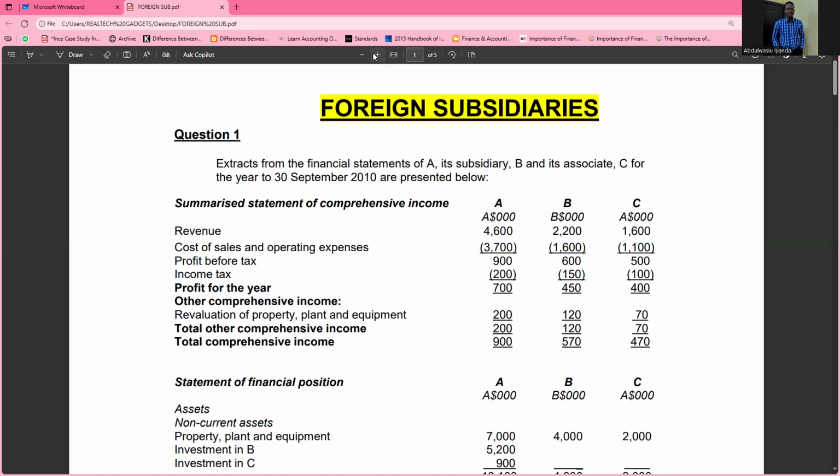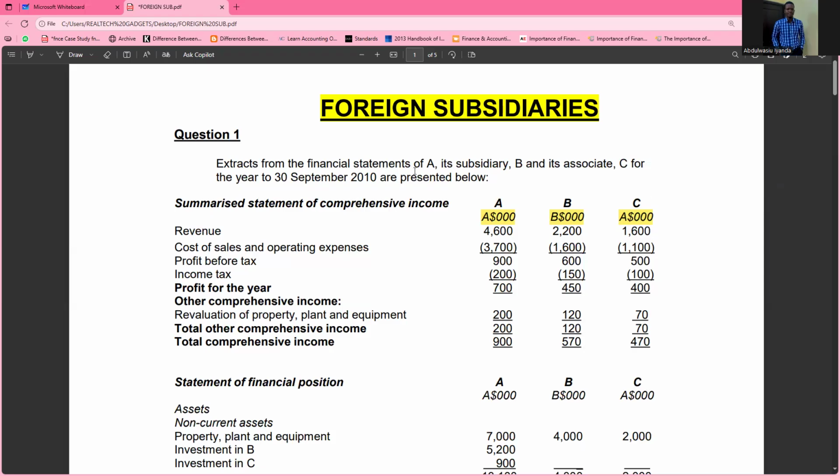Just like you can see now, we are starting with question one, being the first class. Look at it now. You can see that the currencies are not the same. You have the parent, which is $A, the next one is $B, then you also have another one which is also $A. So meaning the entities A and C have the same currency.